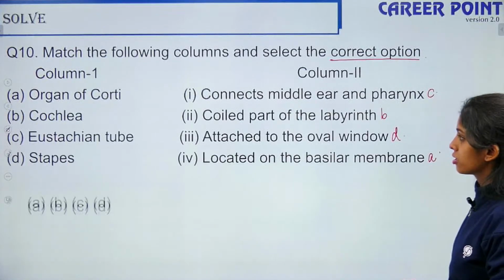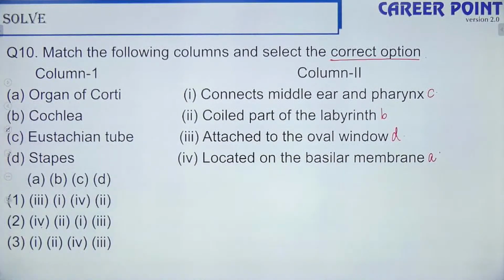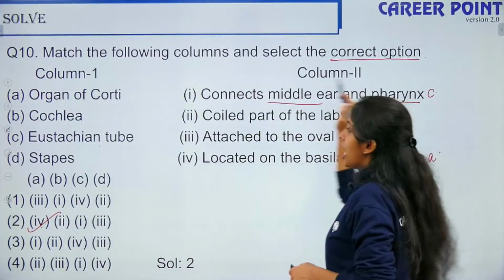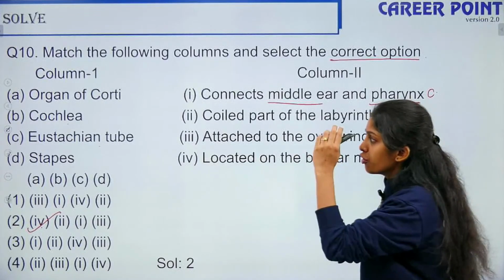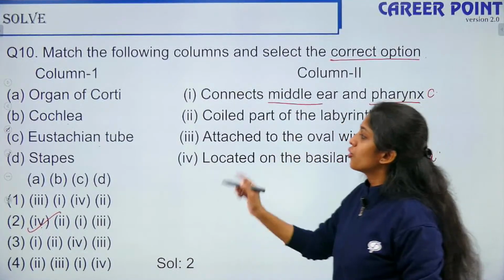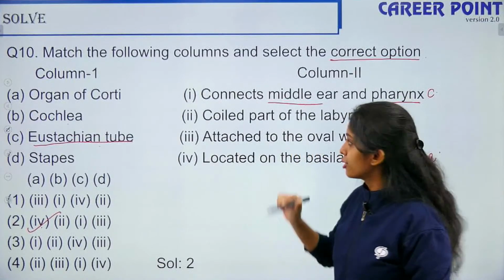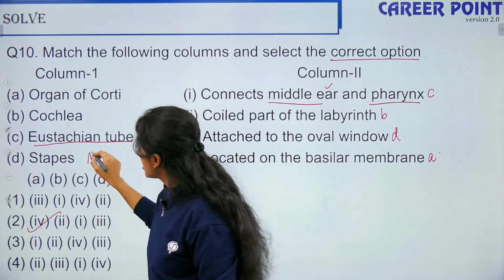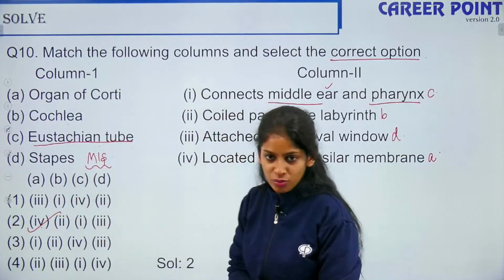So let's look into the options. Which option matches? A is 4. So I guess option 2 is the right answer. So A is 2. Cochlea is the coiled part of the labyrinth. Eustachian tube connects the middle ear and the pharynx, and stapes is attached to the oval window because that is the last part of your middle ear, right? If you do not know how to match everything at a time, read one at a time. So it is very clear. Eustachian tube is a tube that maintains pressure on both the sides, right? So it connects the middle ear and pharynx. So one is done. Malleus, incus, stapes are your middle ear ossicles, right? They open into the oval window.